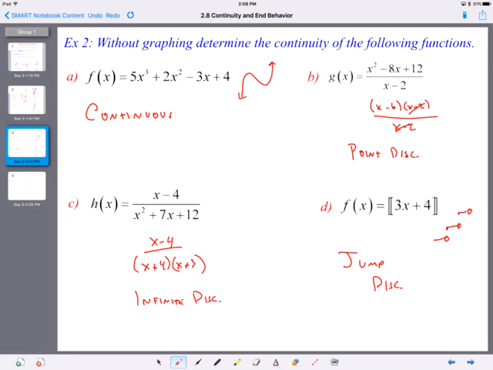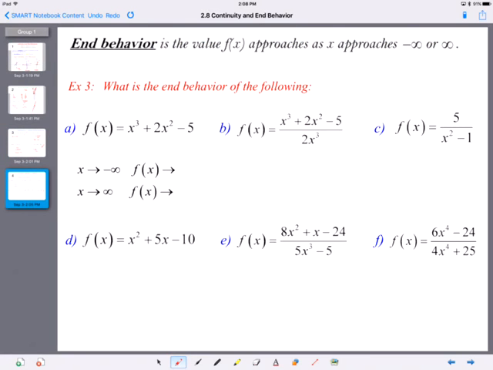And that's just understanding the function, not actually graphing it or anything. Okay? So a lot of times we can identify what kind of continuity we have before we ever have to graph it or anything else. Alright, the last example, we're going to talk about end behavior.